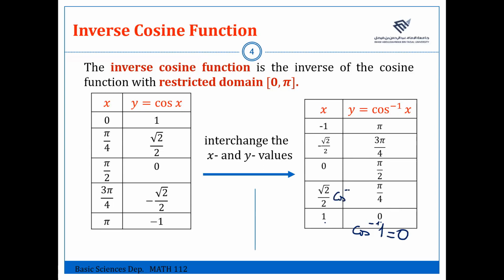Cosine inverse of square root of 2 over 2 equals pi over 4. Why? Because cosine pi over 4 equals square root of 2 over 2. Then we interchange the role of x and y. What was the range becomes the domain. This is a very important function.